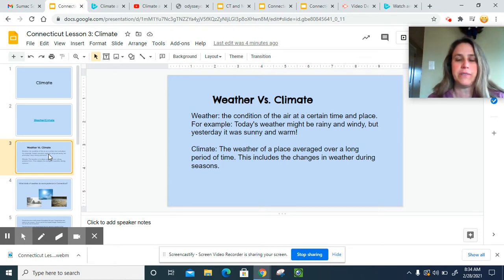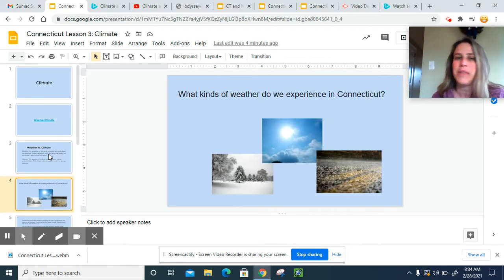This includes changes in weather during seasons. So like if you go down to Florida in winter, the climate is going to be warm and about 70 degrees probably. But if you're up here, up north in the winter, it's a different story. And we're going to take a look at Connecticut. So what kinds of weather do we experience in Connecticut?